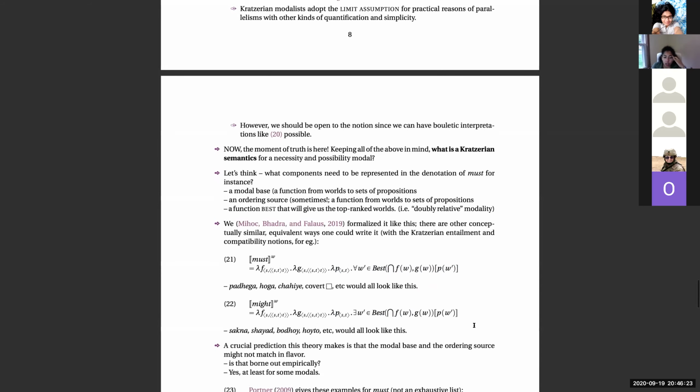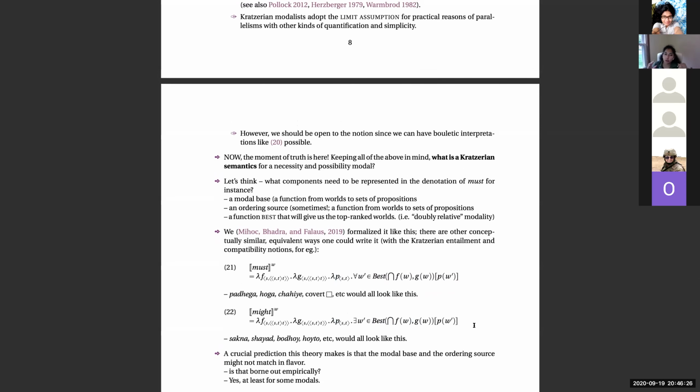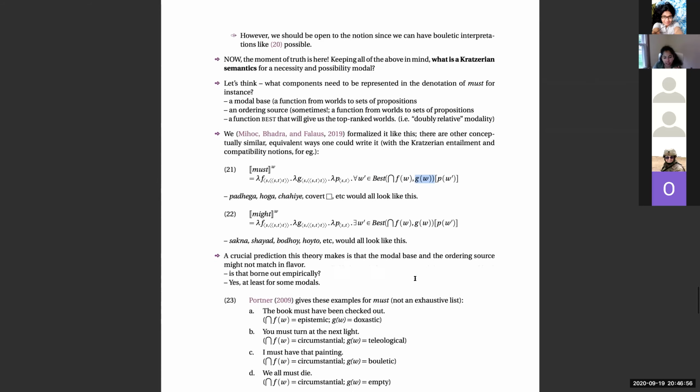So as soon as you have doubly relative modality, think about this. You predict that they cannot match, right? I just said this has a flavor, that has a flavor, but the flavors may not match. Of course, it's possible they don't match. So our theory gives us that prediction. Is that borne out empirically? Do you get non-matching modal base flavor and ordering source flavor? Answer is yes. At least for some modals, you do get that.